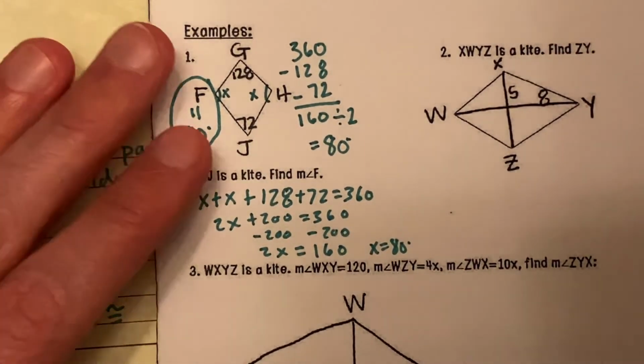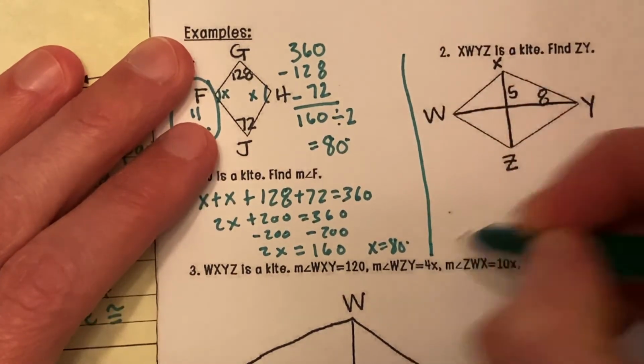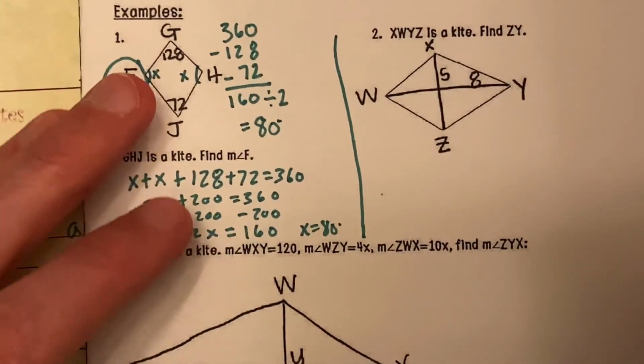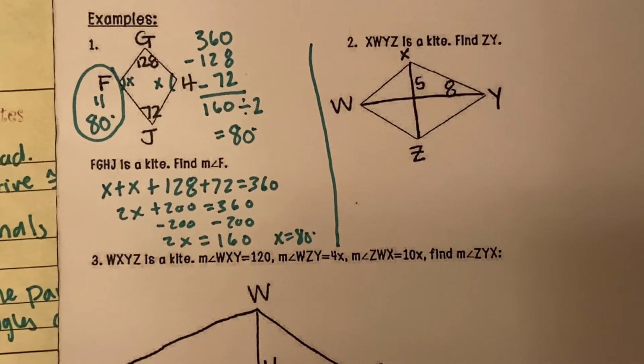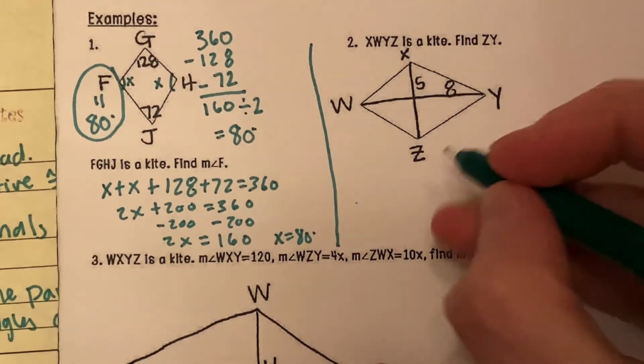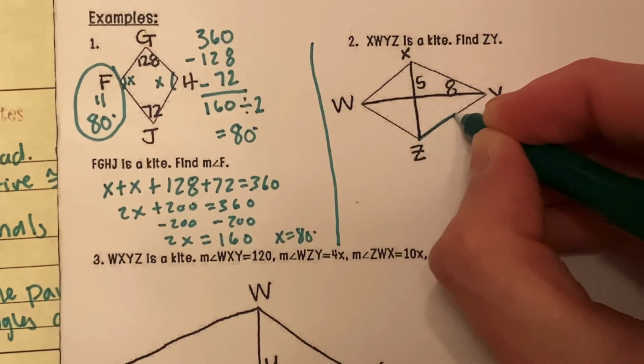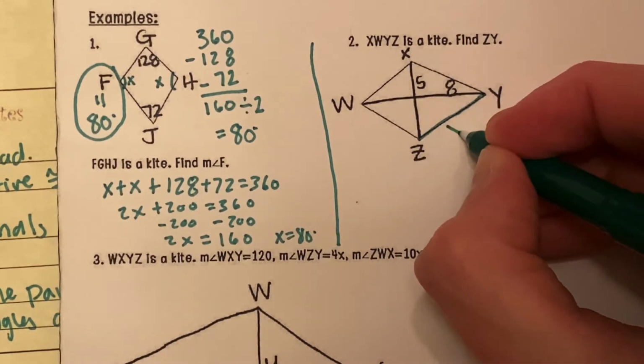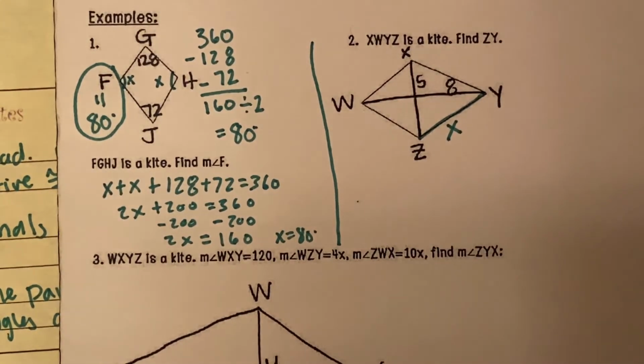All right, the next problem. I'm gonna draw a little line to separate. XWYZ is a kite. Find ZY. So we need to find ZY. So ZY is right here. It's a side, and we don't know what it is. I'm going to label it with an x.